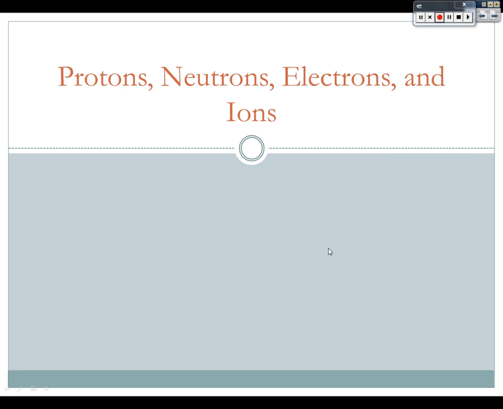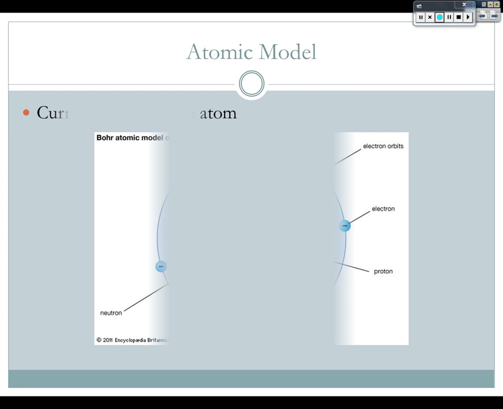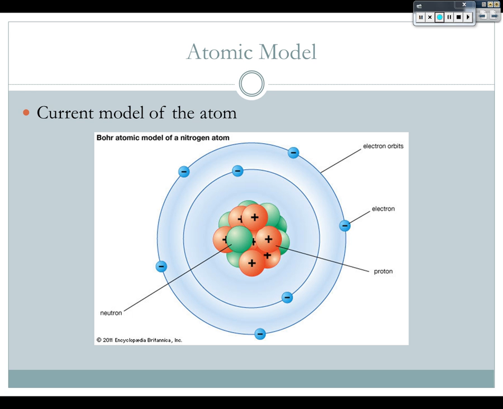So today we're going to delve deeper into the atom and talk about what it's made up of: the protons, neutrons, electrons, and we're going to talk about ions as well. We learned about the history of the atom, so now we want to investigate a little closer. We've decided that we have a current atomic model, the Bohr model with a couple of additions from different scientists, with protons and neutrons in the nucleus and orbiting, surrounding electrons.